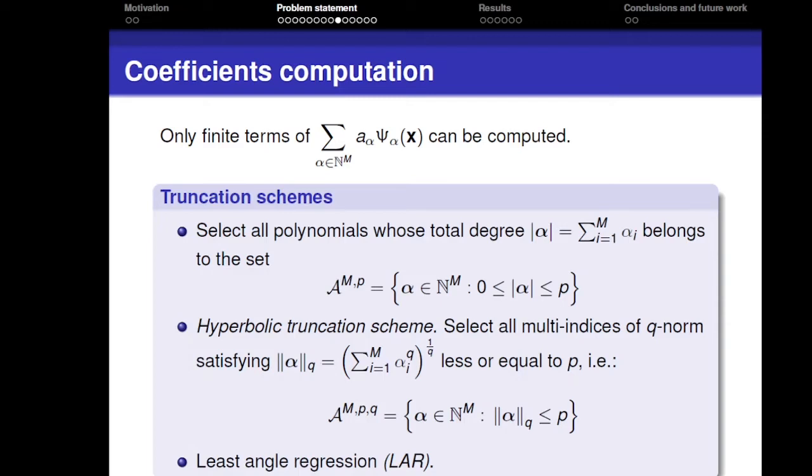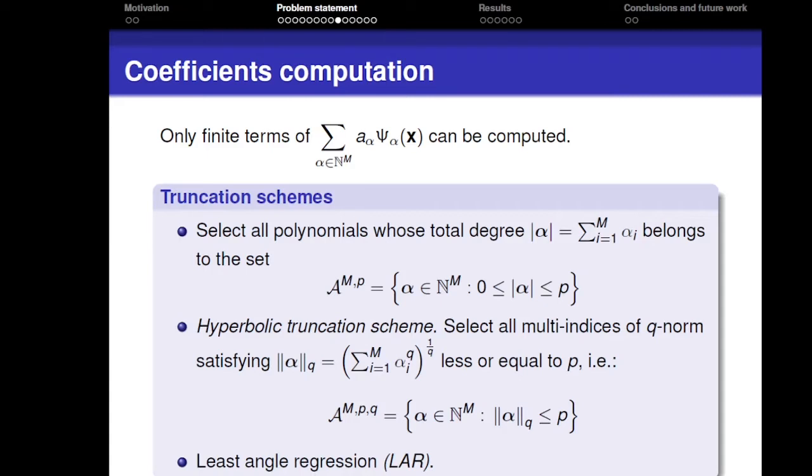The previous infinite series is an exact expression, but in practice only finite terms of it can be computed. So there exist many schemes to select which terms we will compute at the end. The simplest one is to select all polynomials whose total degree is less than or equal to 2, 3, 4, etc. But this solution is not so good for high-dimensional problems, where a great number of coefficients may be computed at the end. A possible improvement is to use the hyperbolic truncation scheme, which selects only a few of the previous ones.